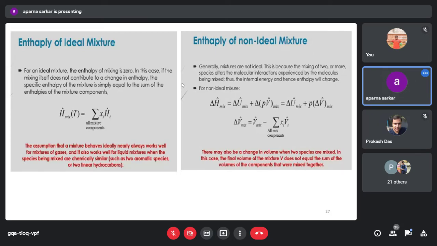Enthalpy, we know the formula, that del H is equal to del U plus del PV. That is for a system. If this system is an ideal mixture, then the formula will change, and we have this formula: H mix bar, that means the specific enthalpy at temperature, is equal to the summation of xi hi bar.